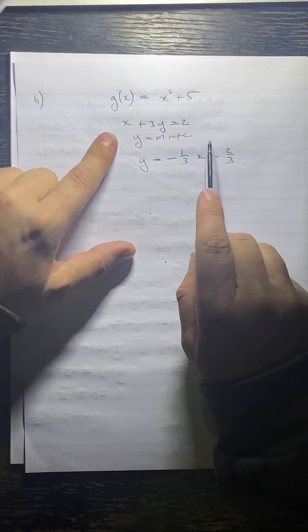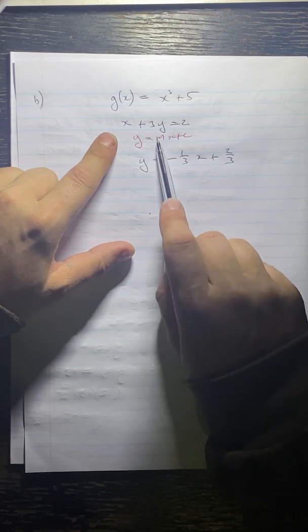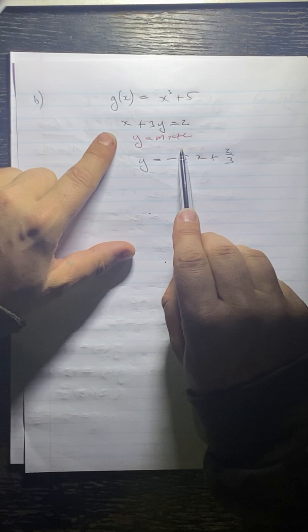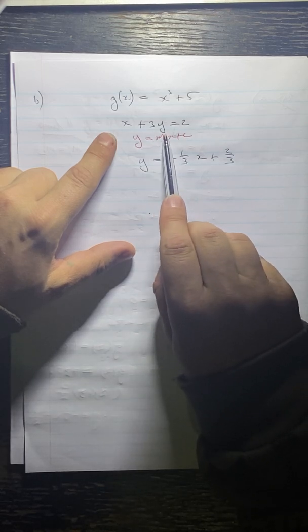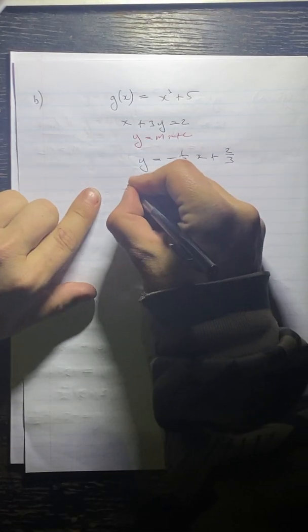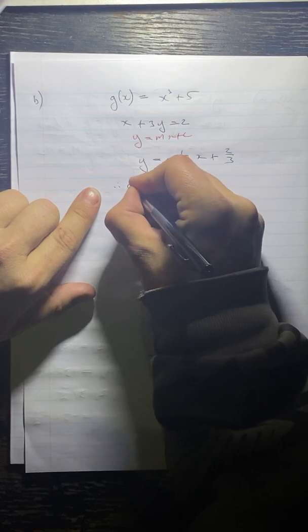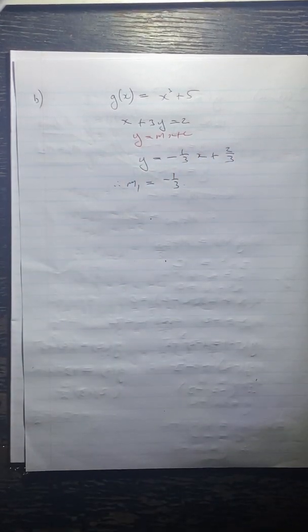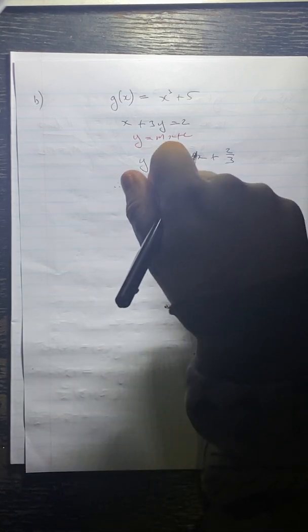Grade 11s, all I did is take the x to the other side, it becomes a minus. Then I divide through by 3. Yes, I know it'll be x over 3, but I prefer it to be 1 over 3 because then I can read off the gradient. So therefore m1 is equal to minus 1 over 3. With this question, they're saying that the tangent needs to be perpendicular to this line.